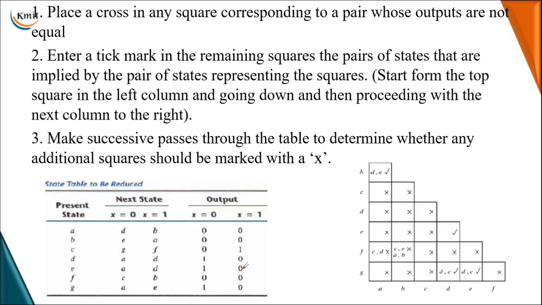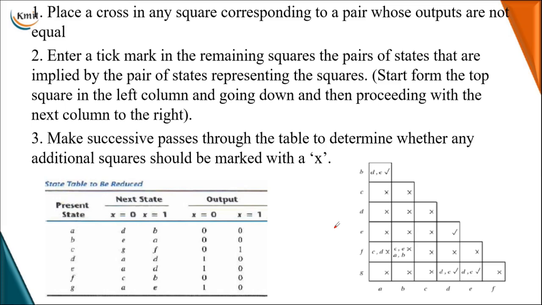Next we will compare E and F. E and F are not compatible because the outputs are not equal. Next, E and G. E is 1 0, G is 1 0. E's next state is A, here also x equal to 0 gives A. With input x equal to 1, the next state is D whereas E. So if D is compatible with A, then EG are also compatible. As D is compatible here, we have a tick mark. So we will put the tick mark here. Next, is F compatible with G? F outputs are 0 0 and here 1 0, so not compatible.